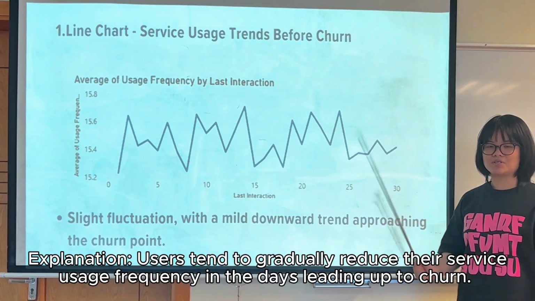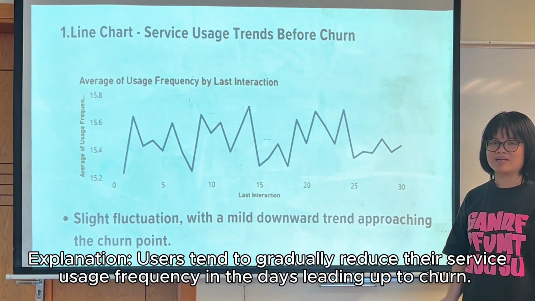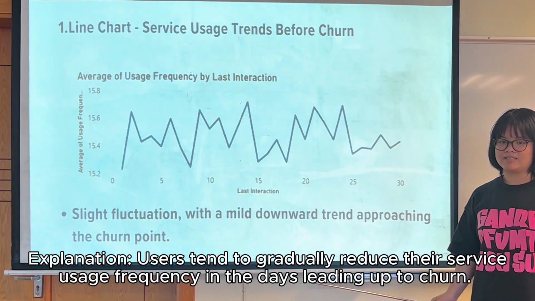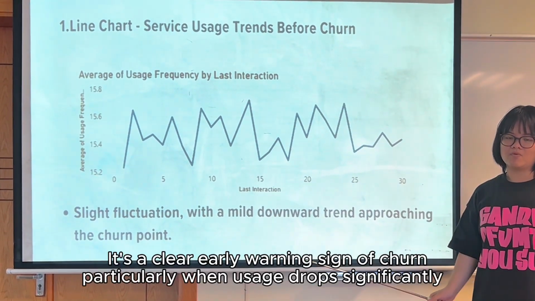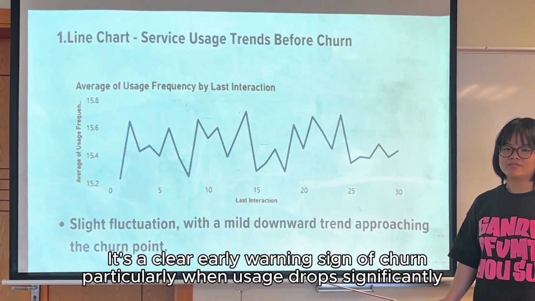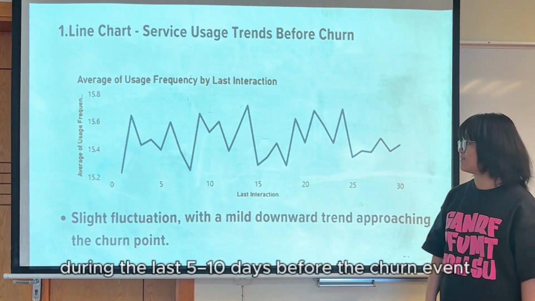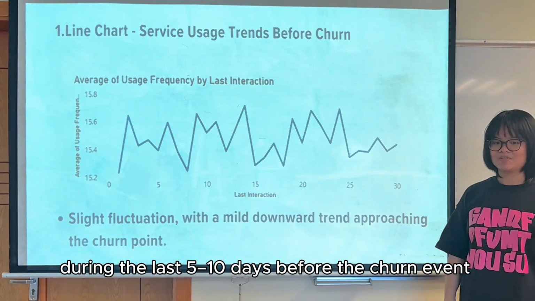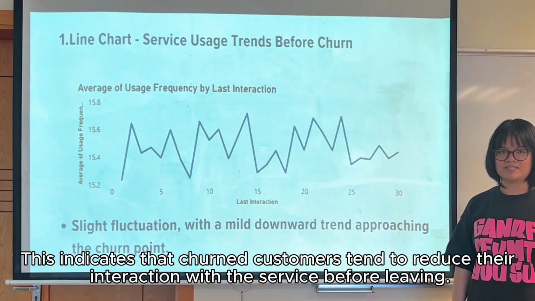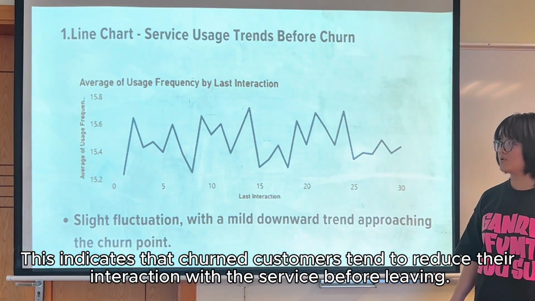The explanation of this is that users tend to gradually reduce their service usage frequency in the days leading up to churn, which is a clear early warning sign of churn, particularly when users drop significantly during the last 5 to 10 days before the churn event. This indicates that churn customers tend to reduce their interaction with the service before leaving.